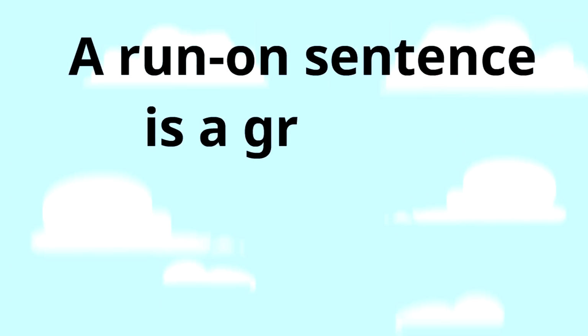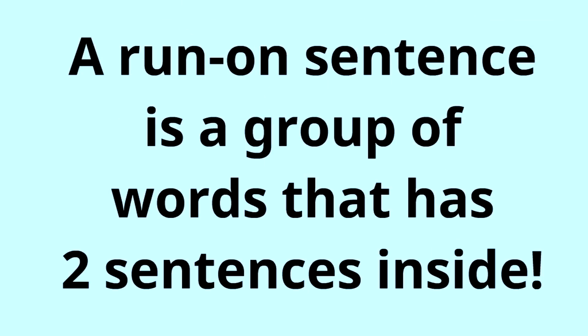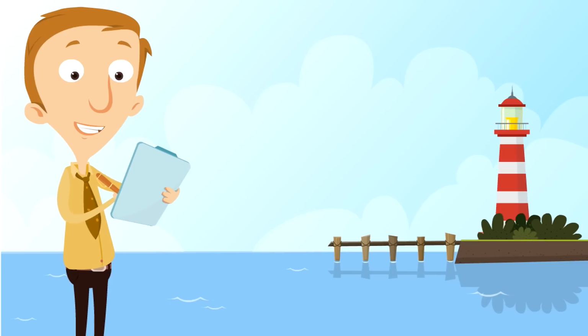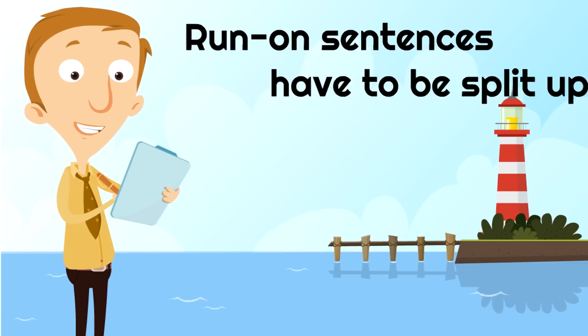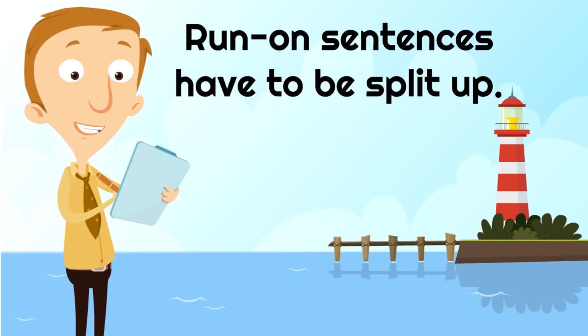Remember, a run-on sentence is a group of words that has two sentences inside. How sneaky is that? And run-on sentences have to be split up. They can't stay the way they are. They can't just be allowed to have multiple sentences inside. They need to be split up. And just remember that each sentence needs to start with a capital letter and end with a period. So when you split it up, make sure you capitalize the first letter of the sentence and that you add a period.